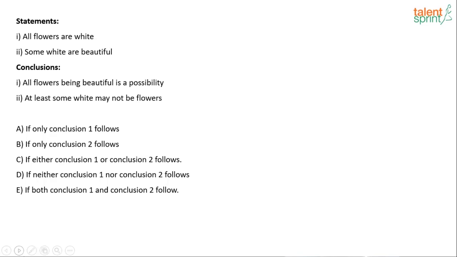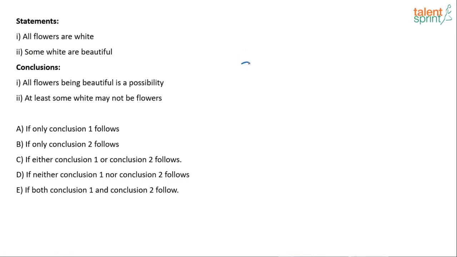Here we go. So the question is on syllogisms. We have got two statements with two conclusions, and like you all know, what we need to do is find out which of these conclusions follow the given statements. So here we go, the first one here. What are the statements? All flowers are white, some white are beautiful. All flowers are white and some white are beautiful.